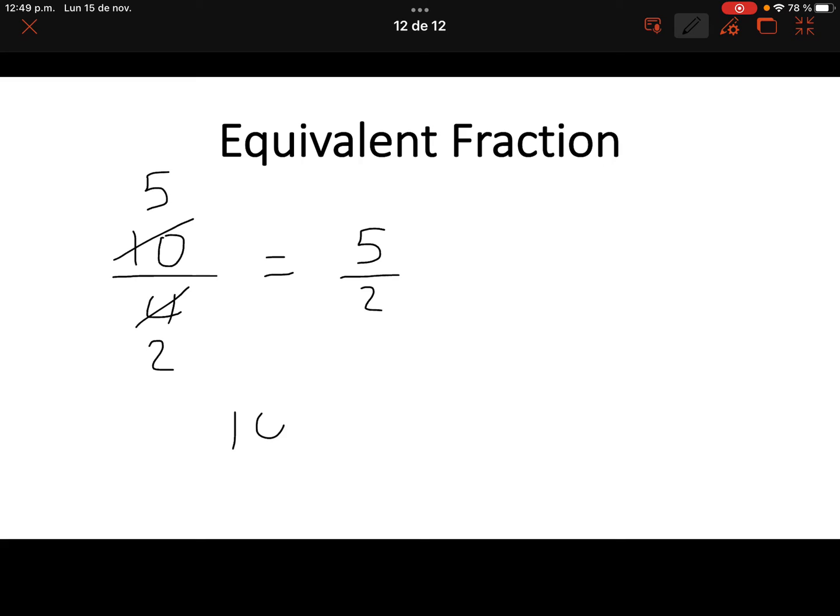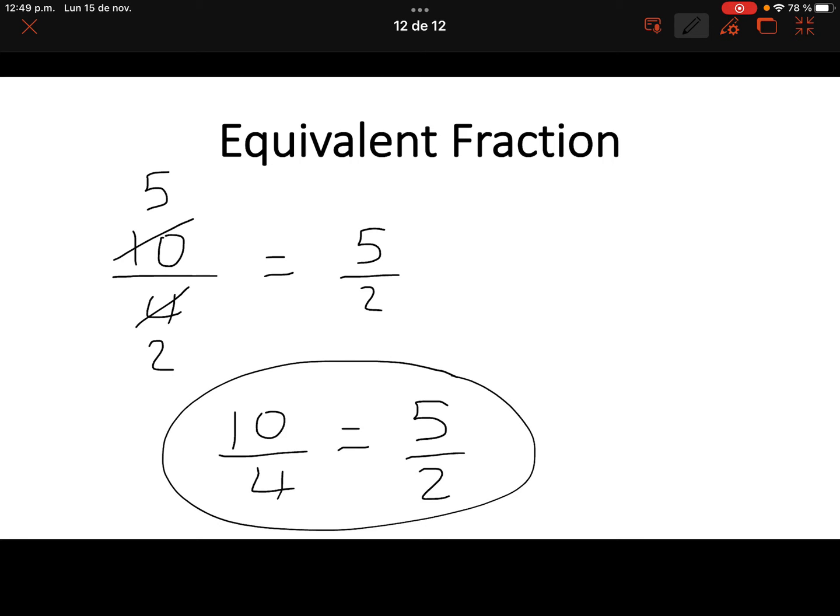Then 10 over 4 is exactly the same as 5 over 2. That's why they are equivalent. Okay, but simplifying is not the only way to find equivalent fractions. Also, we can extend fractions. Extending is the opposite way.